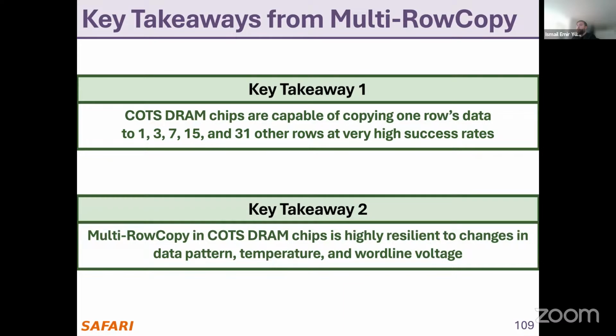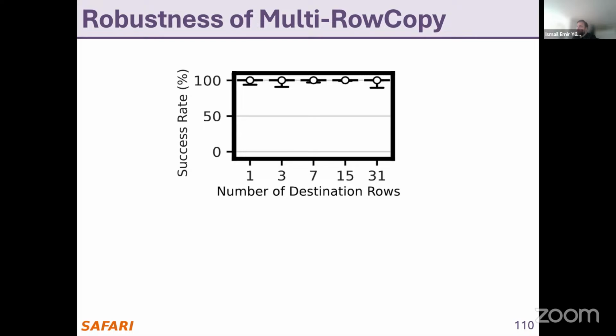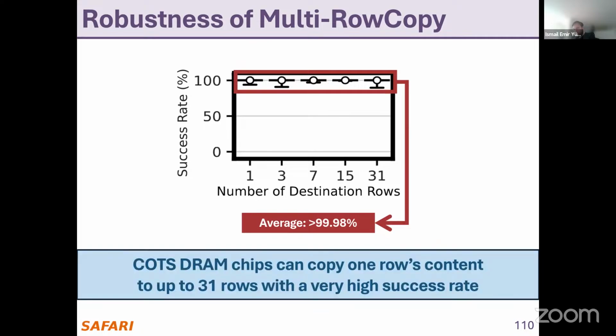And multi-row copy in off-the-shelf DRAM chips is highly resilient to changes in data pattern, temperature, and word line voltages. So here again, in the y-axis, we have the success rate. In the x-axis, we have the number of destination rows from 1 to 31. And as a box plot, you don't see any boxes because the success rate is too high in most of the cases. We observe that up until 31, the average success rate is more than 99.98%. And as a result, off-the-shelf DRAM chips can copy one row's content up to 31 rows with very high success rates.